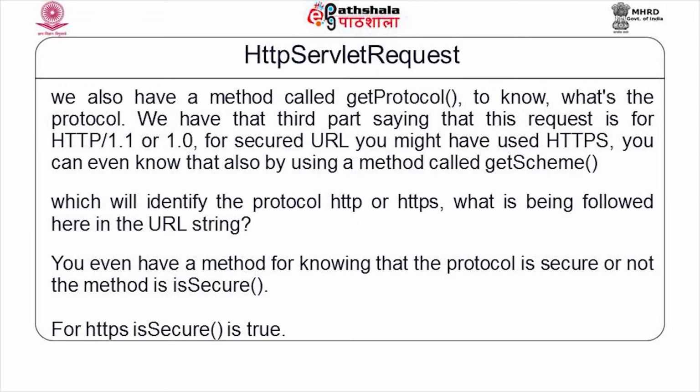So, you can even know that by using the method called getScheme. Scheme will identify that protocol, HTTP or HTTPS, what is being followed here in the URL string. Or you might just be interested in knowing whether this is using a secure protocol or not. So, you even have a method called isSecure. If it is HTTPS, it would say isSecure is true, fine.